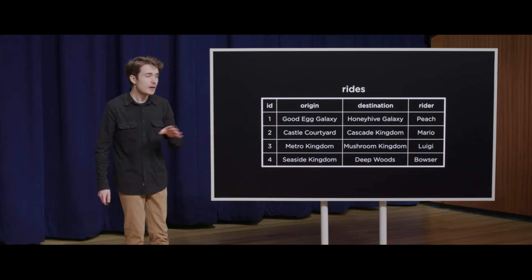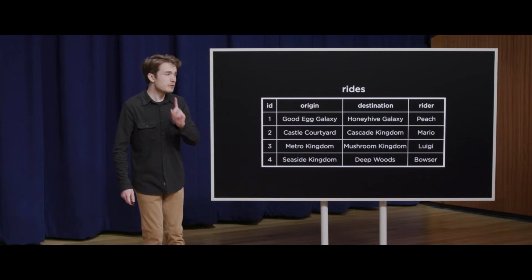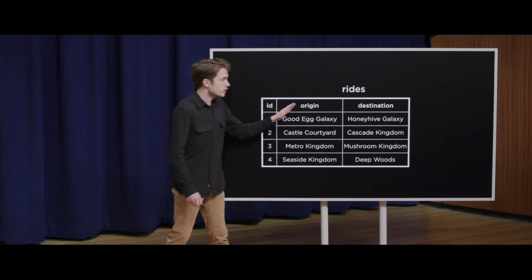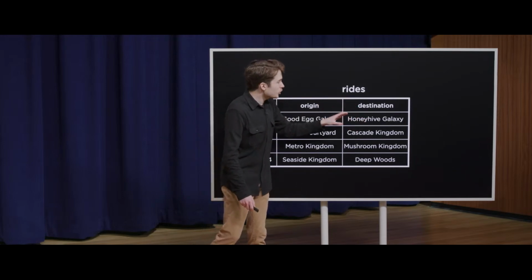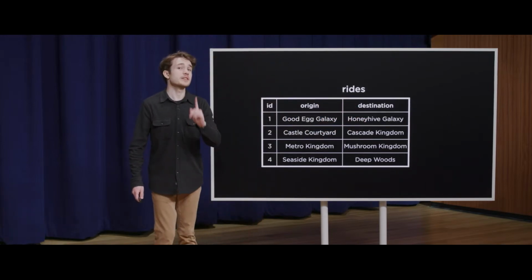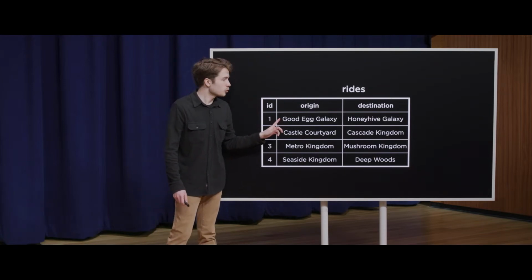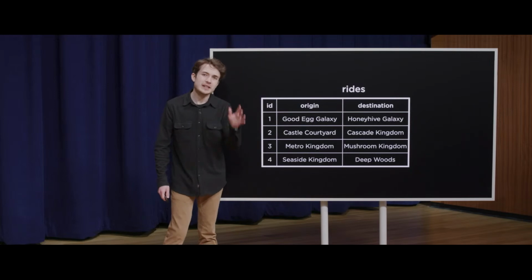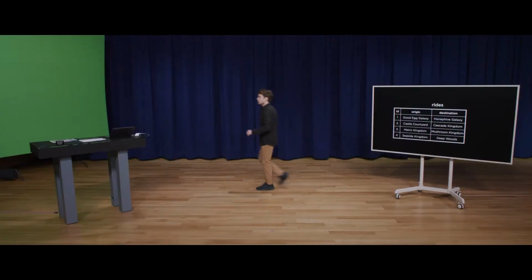Well, with a view, I could keep this underlying table, but I could create a view that only has the origin and the destination, that omits the rider column. And I could more confidently share this view with an analyst, not the underlying table. So let me try to implement this view so we can see it in action inside this database here. I'll come back to my computer.